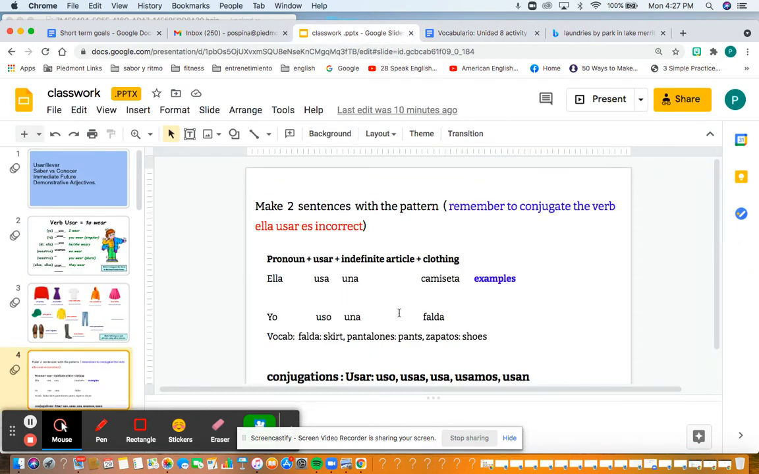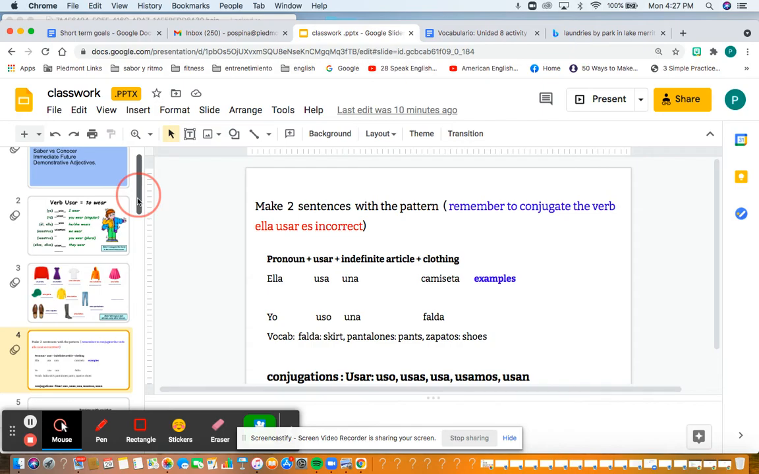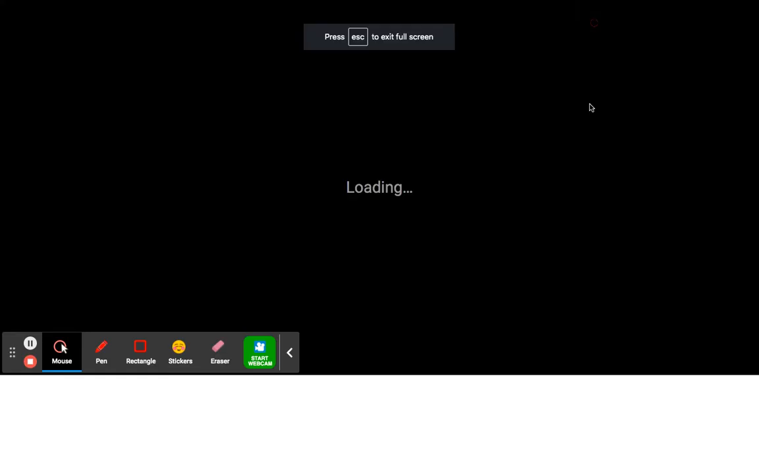This was just to write down some concepts, very, very basic sentences. You can also do that: ella usa una camisa, yo uso una falda, then also add some colors. So, ella usa una camisa roja, una camiseta roja, yo uso una falda verde. Okay, guys, so let me go ahead and present this.